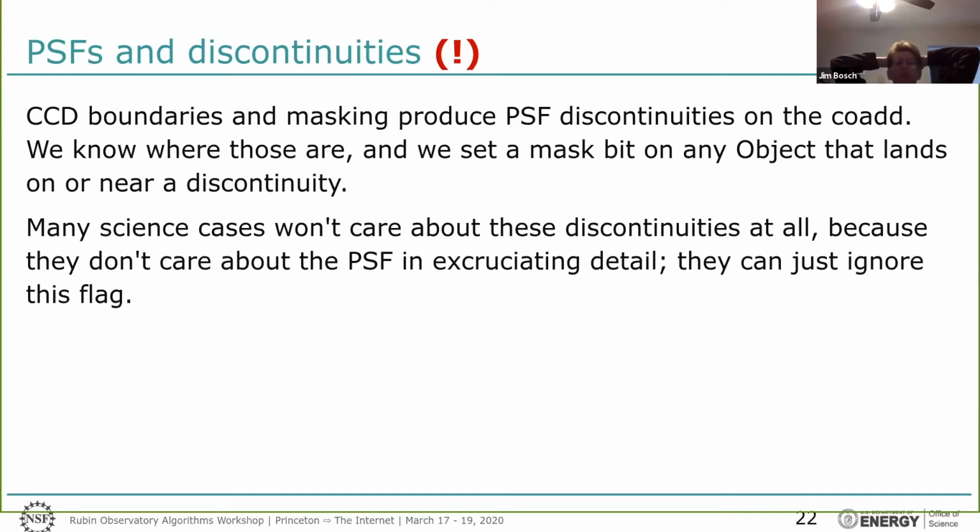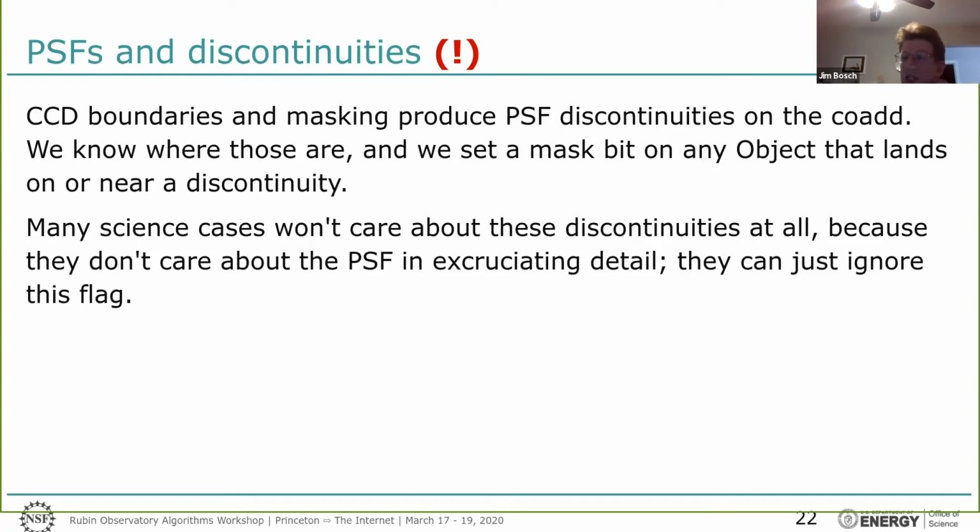Finally, CCD boundaries and masking produce PSF discontinuities, and we know where those are, and we set a mask bit on any object that's on or near a discontinuity. And for a lot of science, they don't actually care about those discontinuities because these are small changes in the PSF. And you can imagine that when you've got n images going in, the biggest effect you could have is sort of a 1 over n effect. And for LSST, that might be small enough that it won't be a problem even for weak lensing. But I certainly wouldn't want to bet on that. And I don't think anyone's done any studies to get at that.